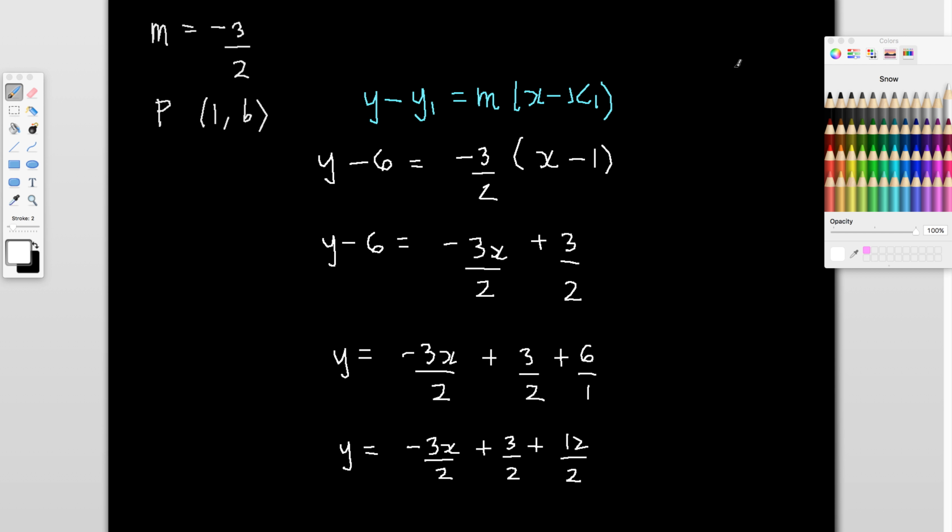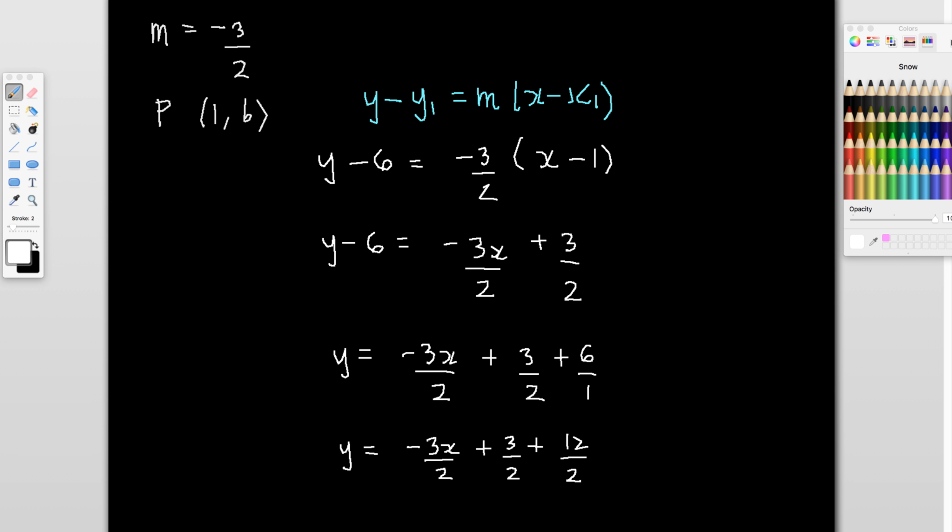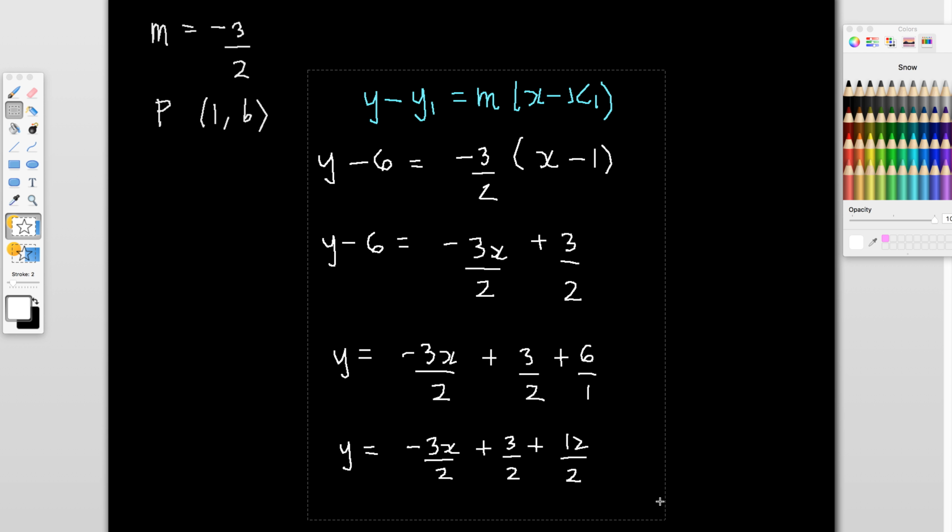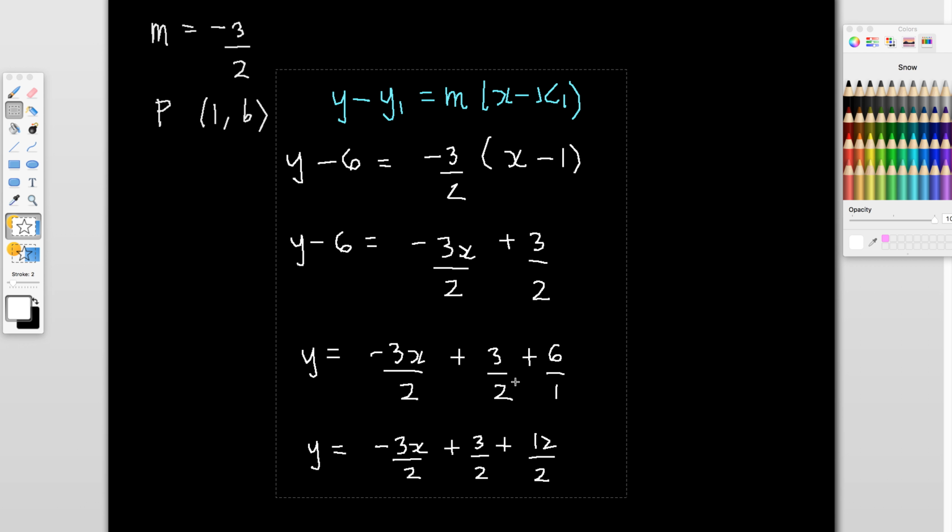So I might just move this over a little bit. Again, I am very guilty of running out of space. So move it right over.